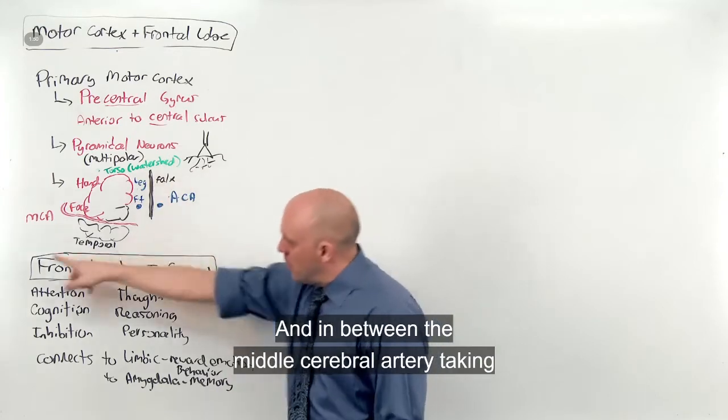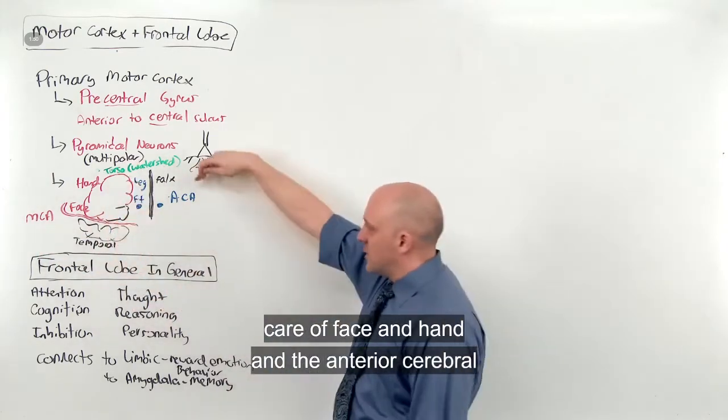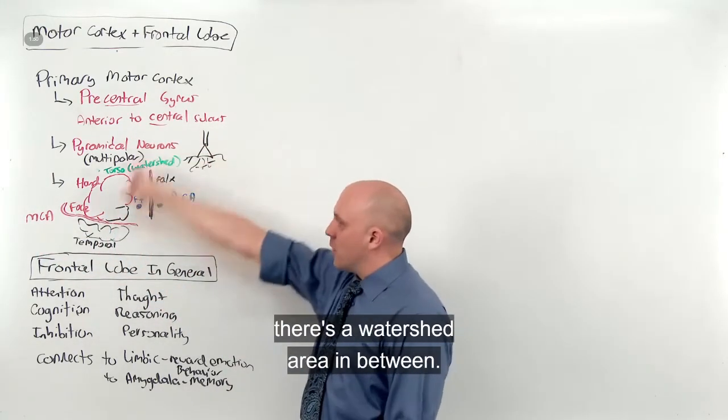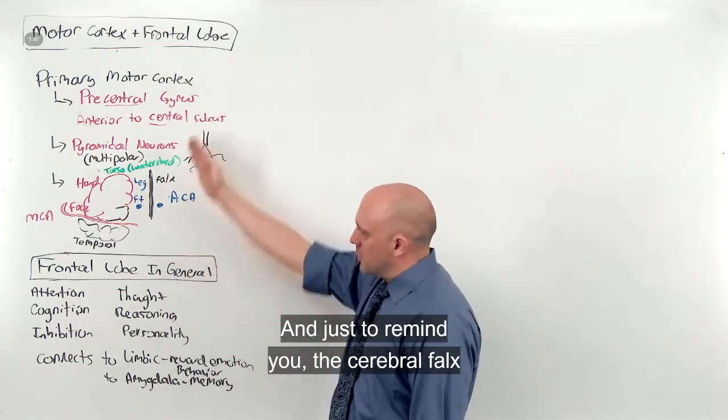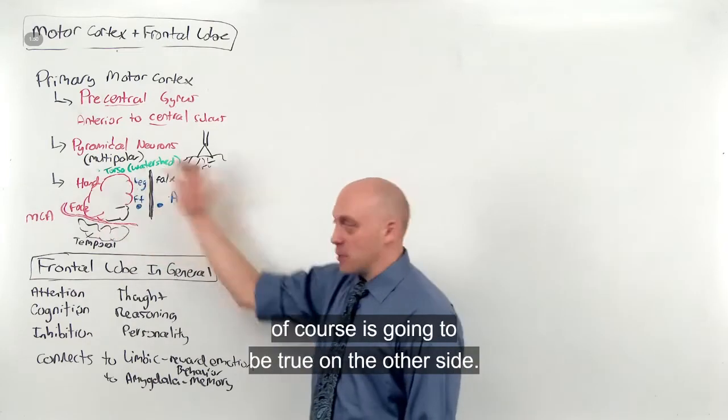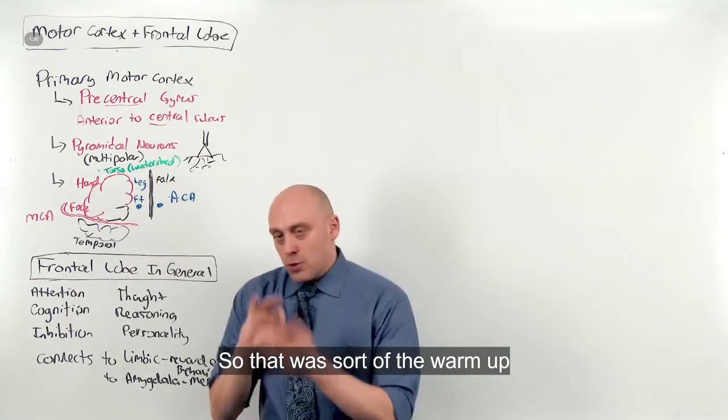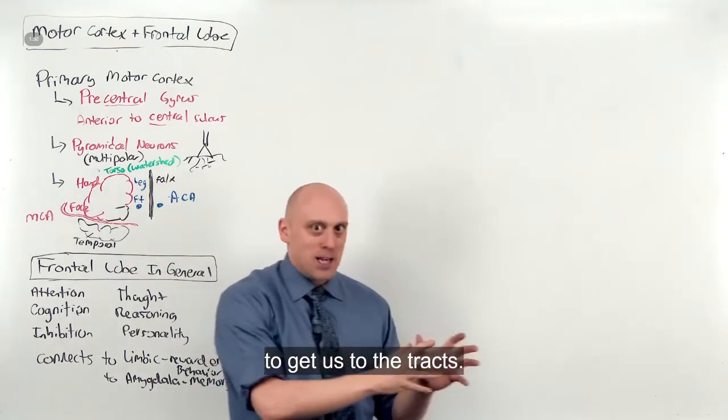And in between, the middle cerebral artery taking care of face and hand, and the anterior cerebral artery taking care of the leg and the foot, there's a watershed area in between. That's, again, going to be important when we talk about strokes. And just to remind you, the cerebral falx separates one half from the other, and this, of course, is going to be true on the other side. So that was sort of the warm-up to get us to the tracts.